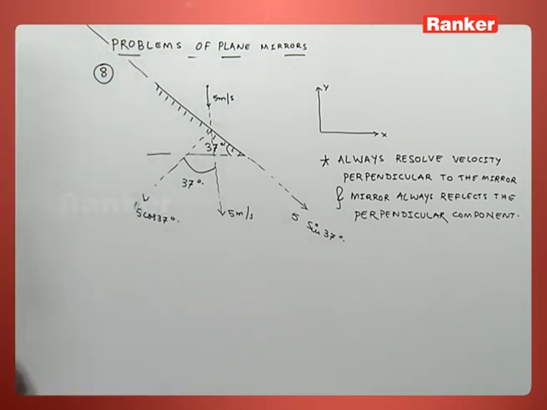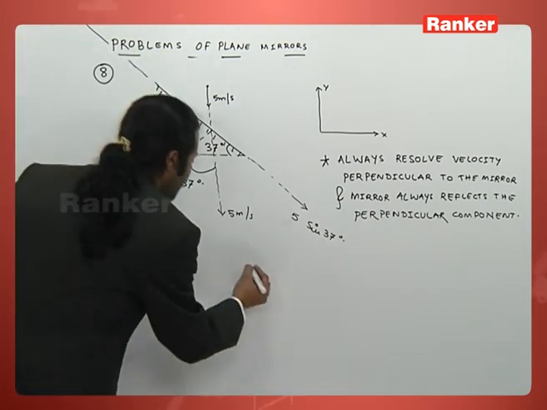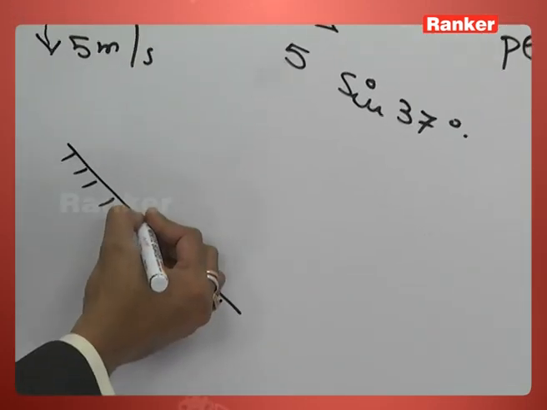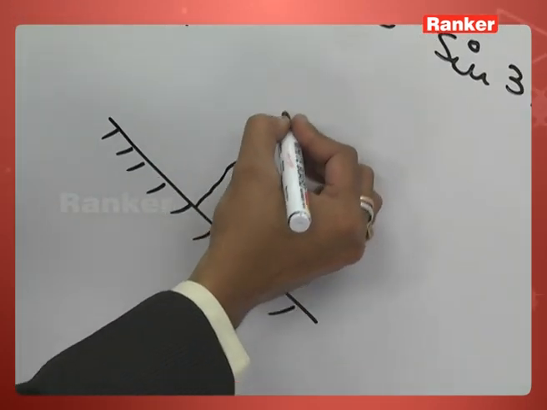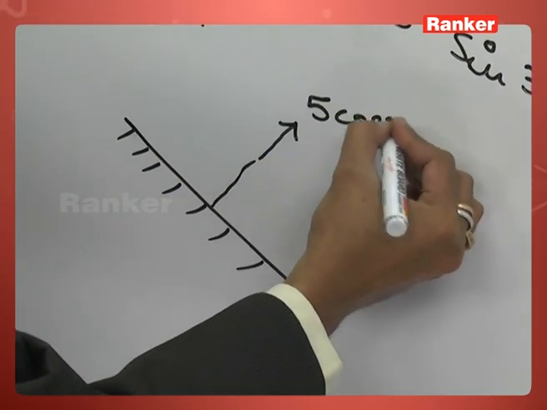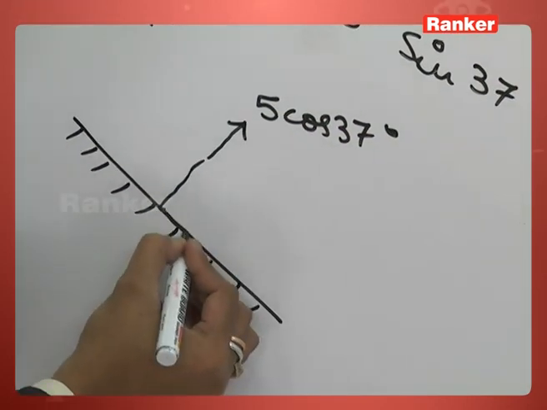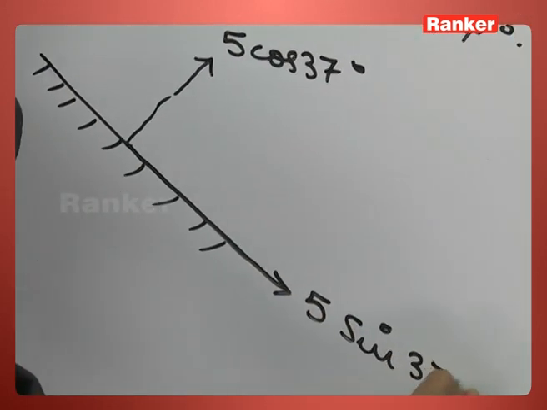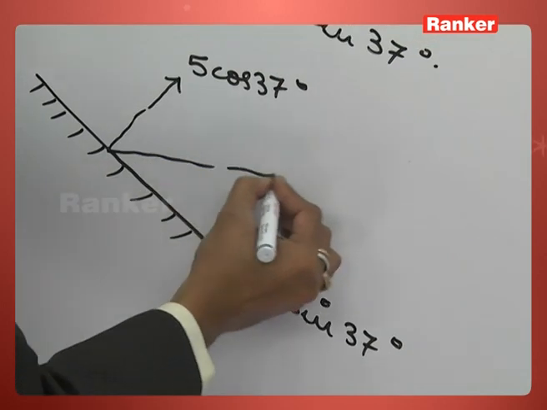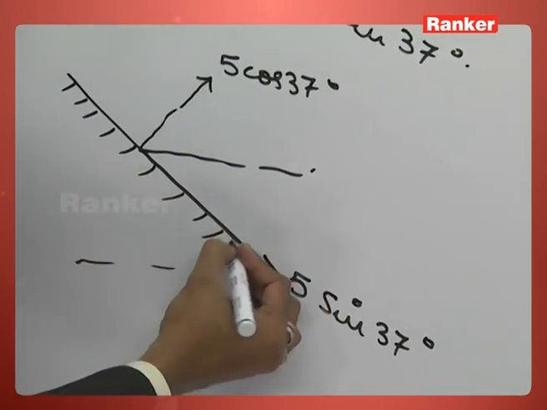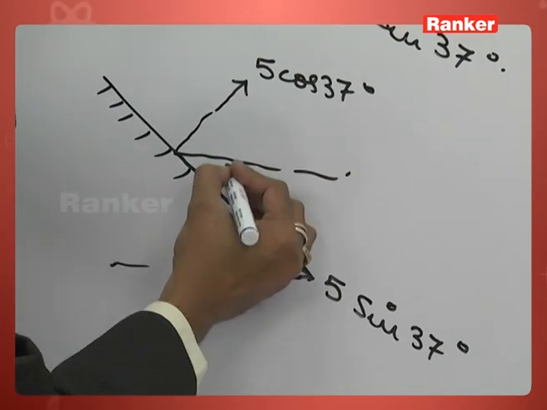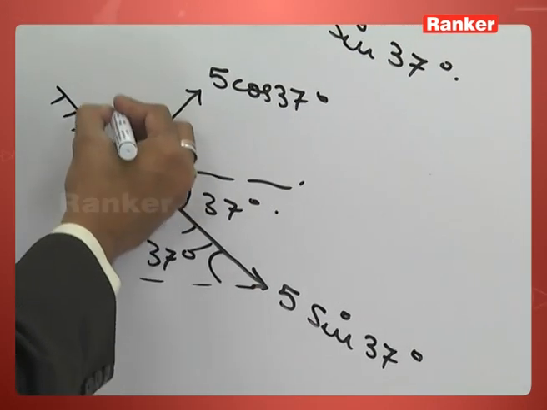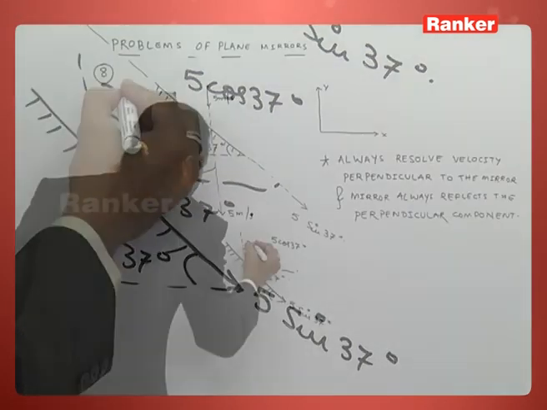This is before reflection. After reflection, this is the mirror. After reflection, the velocity of image will be, this will be 5 cos 37. The parallel component remains the same, 5 sin 37. This is 37 already given. This will be also 37, and this will be also 37.